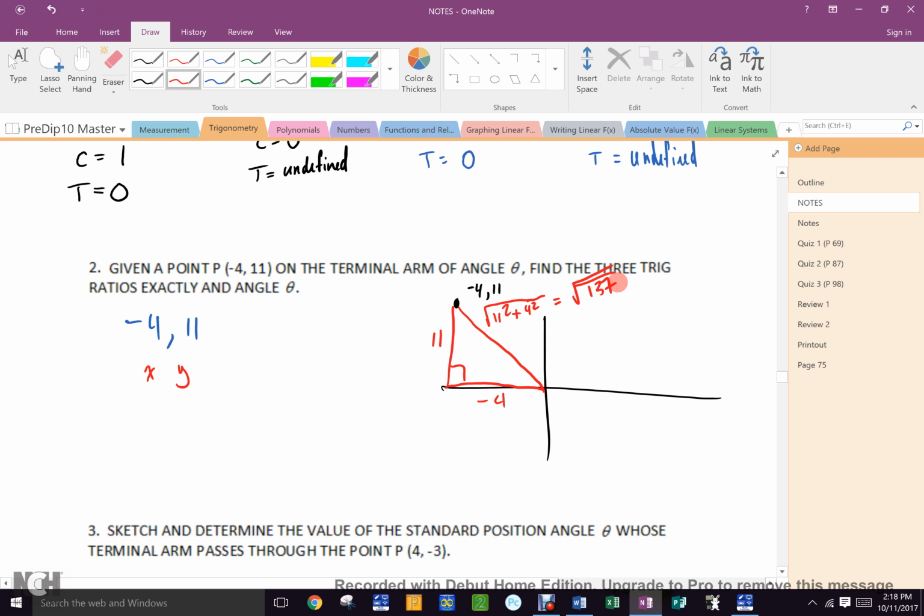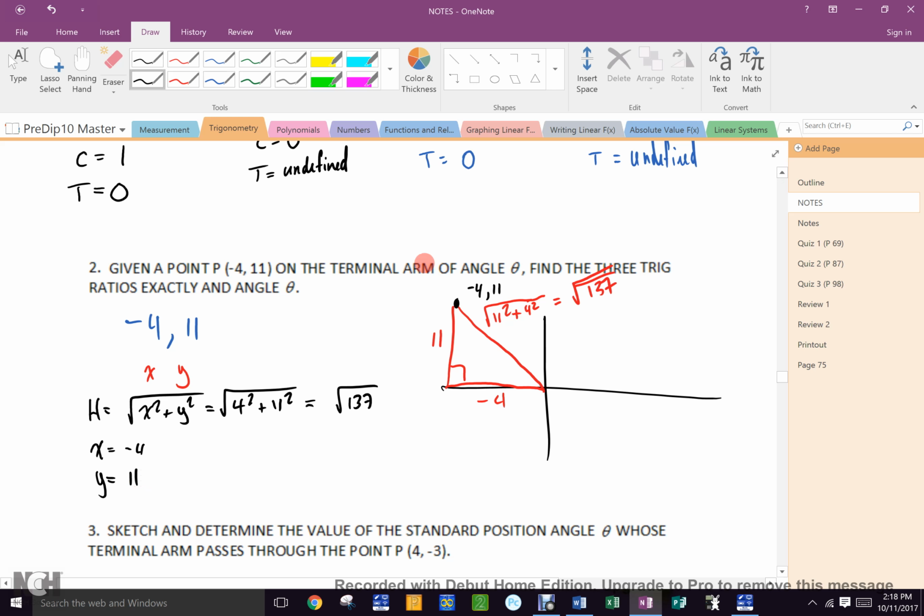Now, let's do the number side of things. Number-wise, the hypotenuse is the square root of x squared plus y squared, which is the square root of 4 squared plus 11 squared, which is the square root of 137. Then, x equals negative 4, y equals 11.